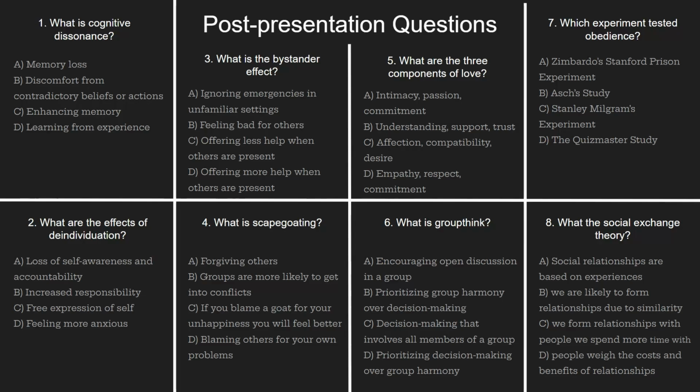What is cognitive dissonance? What are the effects of de-individuation? What is the bystander effect? What is scapegoating? What are the 3 components of love? What is groupthink? Which experiment tested obedience? And what is a social exchange theory?